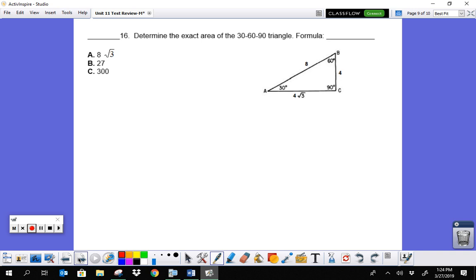Number 16, determine the exact area of the 30, 60, 90 triangle. Okay, so the formula for our area of a triangle is base times height over 2. Okay, so let's see what we have here. We have base, which is 4 square root of 3, and we have height of 4. So I'm going to have base, which is 4 square root of 3, times height, which is 4, over 2. 4 times 4 is 16, divided by 2 is 8. So I should have 8 square root of 3.